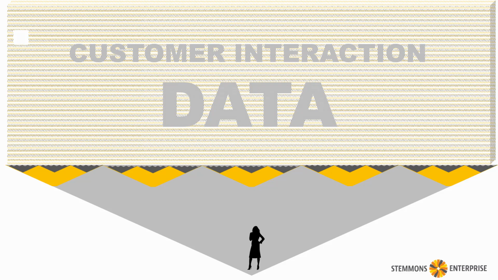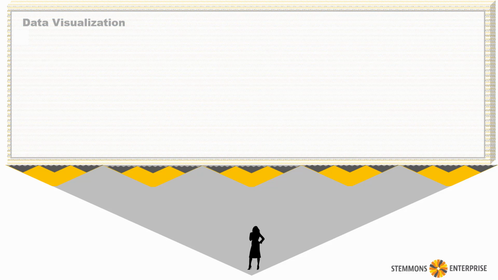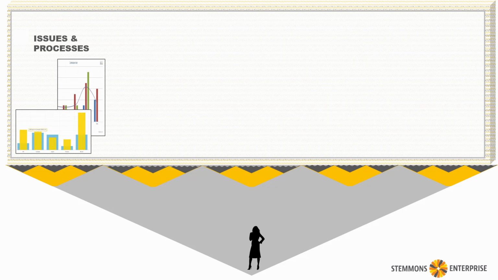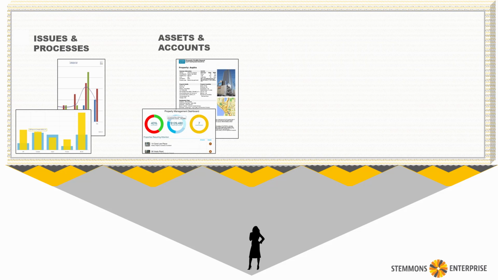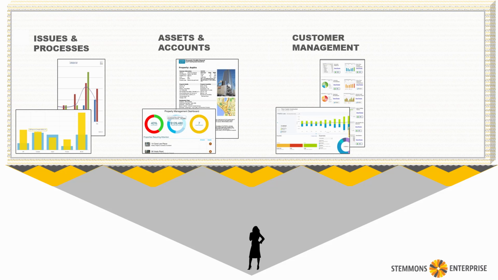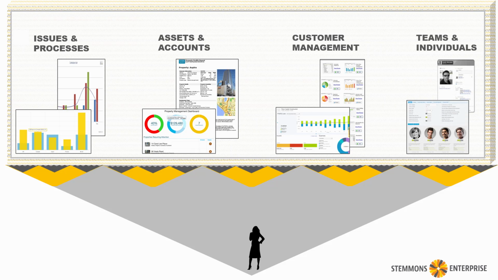What we really need is some kind of layer of data visualization that sits in between the data and the person looking at it and allows them to do things like understand what's going on with particular issues or processes, to see detailed information on assets and accounts, to understand what's happening with the customers, and of course, finally, how are my teams performing or the individuals on them.